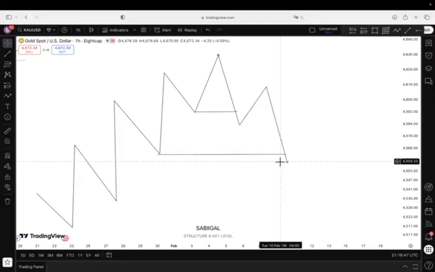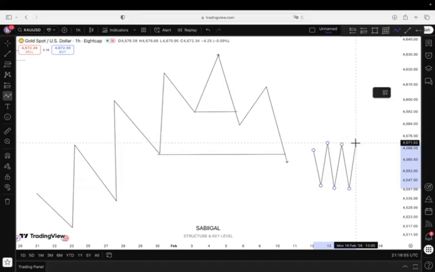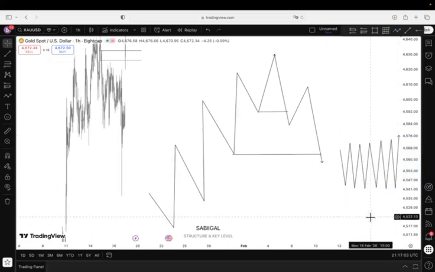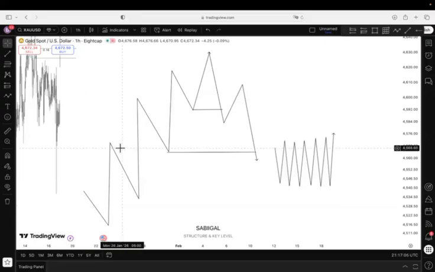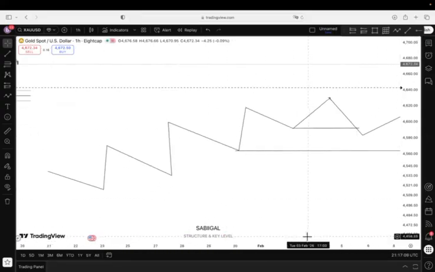Now, in market structure, we have uptrend, we have downtrend, and we have the ranging market. The ranging market is the one that is neither going up nor down. It's just within a confined area. And the ranging market is the worst market a trader should trade in as an intraday trader. If you are using the 1 hour time frame, the ranging market is the worst market condition.